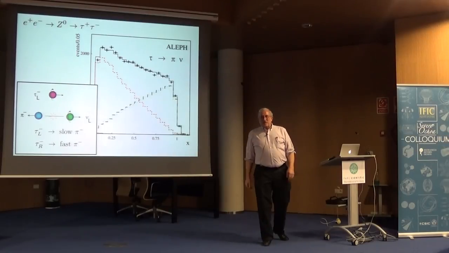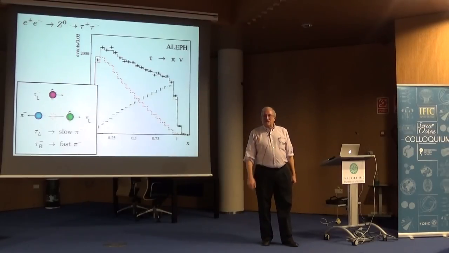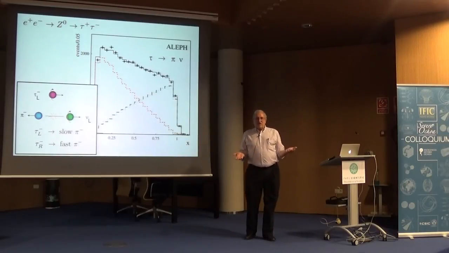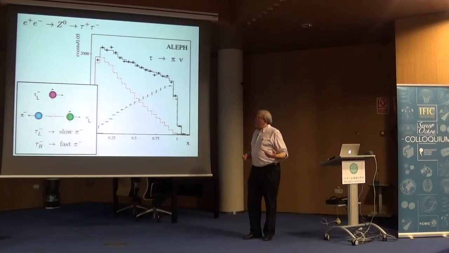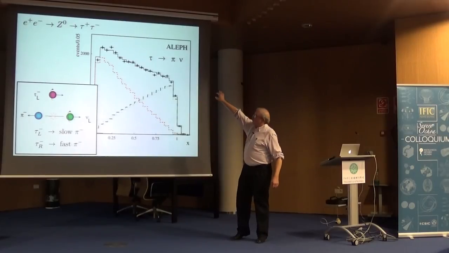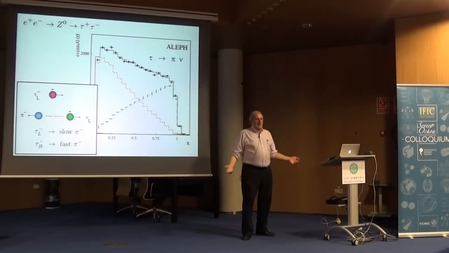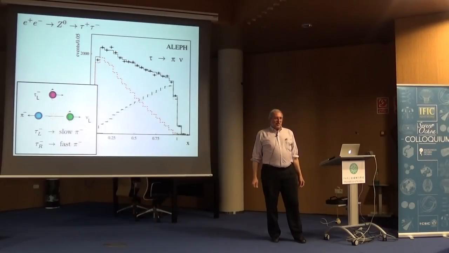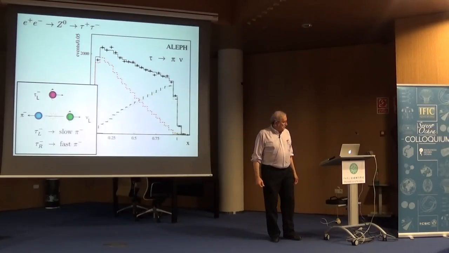You can count the number of left-handed versus right-handed spinning taus that come out of Z decay. And if that number is different, that means that the quantum numbers of those two states are different under the weak interactions. And if the fundamental quantum numbers are different, you can't mix them, and you can't generate a mass. If those quantum numbers were the same, this distribution would be flat, but manifestly it isn't. And it is in fantastically good agreement with our theory of weak interactions.